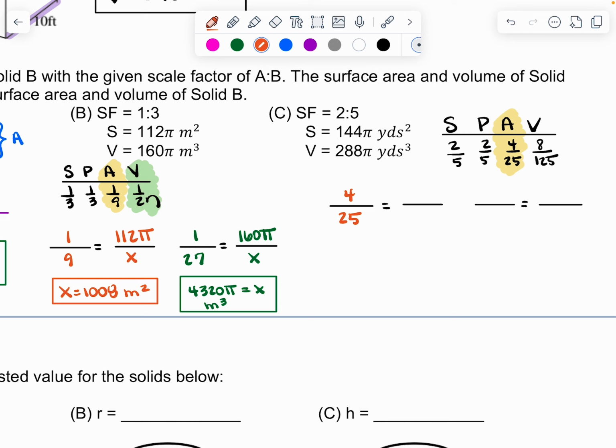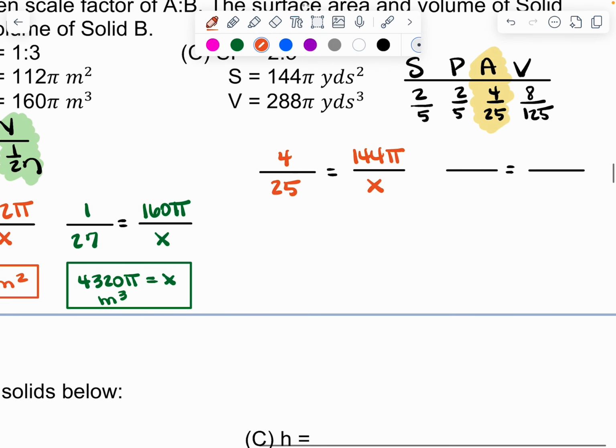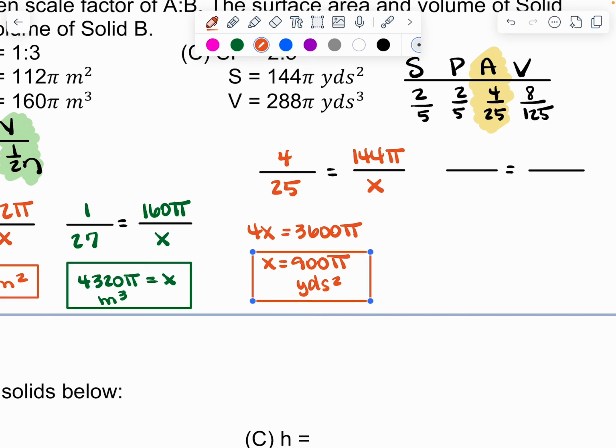Again, if I want to do area, then I have to have the 4/25 because everything has to be about area. And then A has a surface area of 144 pi, and then we're solving for B. So again, we actually have a second step here, right? Because we've got a 4x equals some large number, 3600 pi. And obviously we're going to divide by 4, which is going to give us 900 pi square yards.